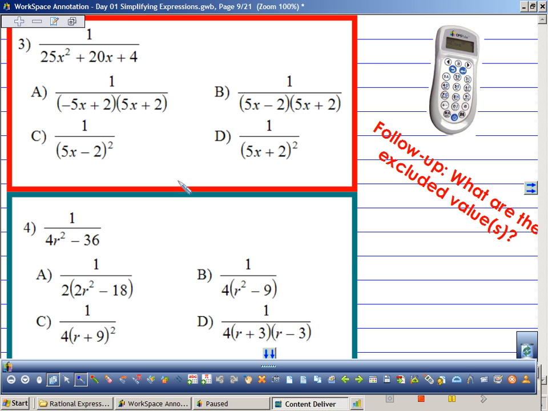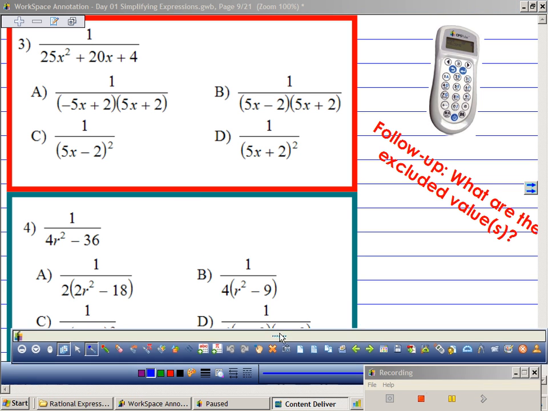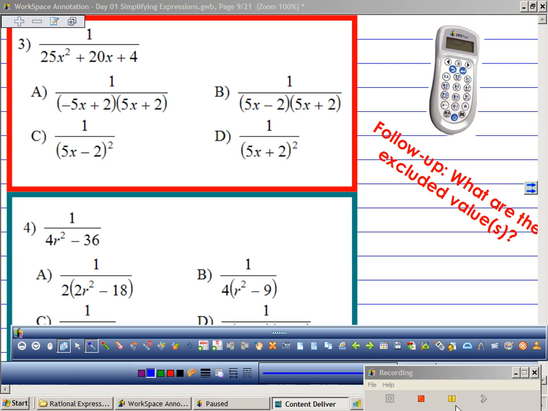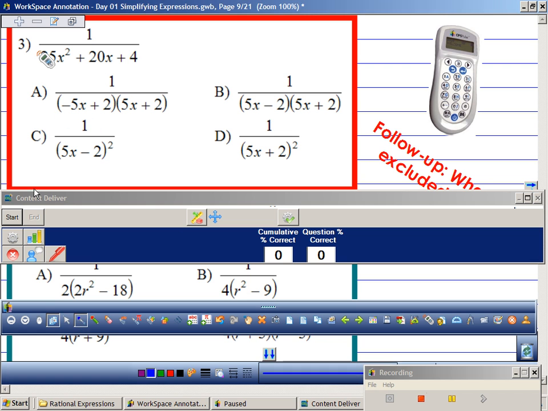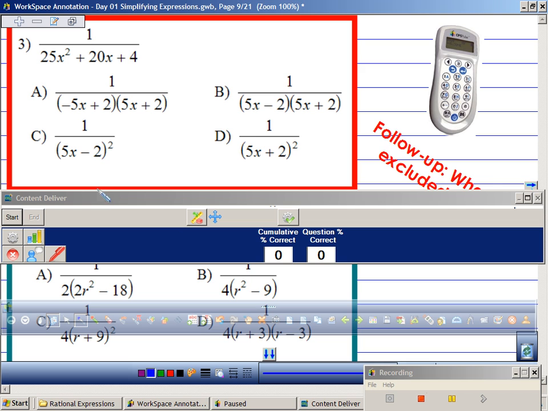Let's do number 3. All right, so you guys did pretty good on that one. Let me move this out of the way. Okay, what is it not and why? Kaden? It's not because -5x times a 5x is -25x squared, and that's not what we have. So that's out. What else?